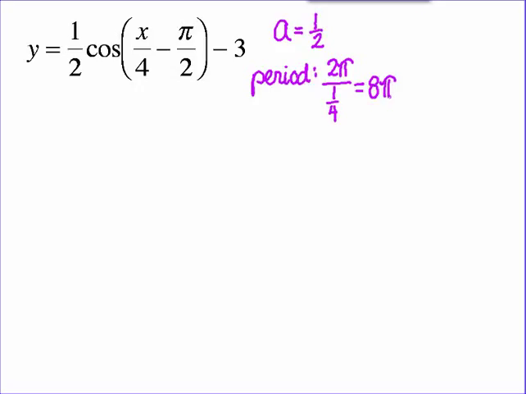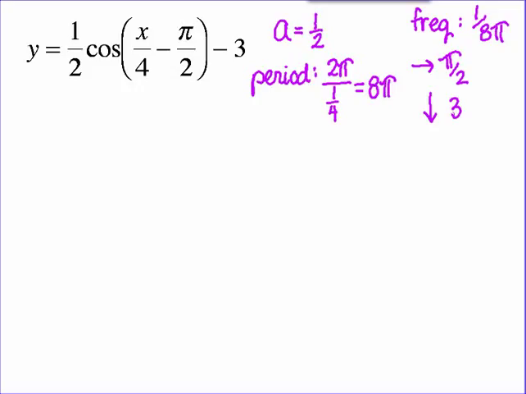What's the frequency? 1 over 8 pi. Okay, what shifts do I do? We have to say right pi over 2, and down 3.